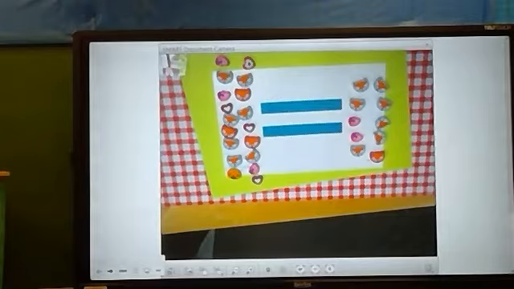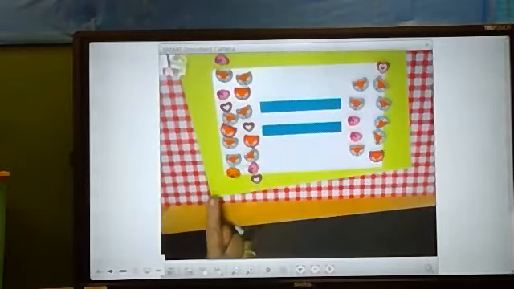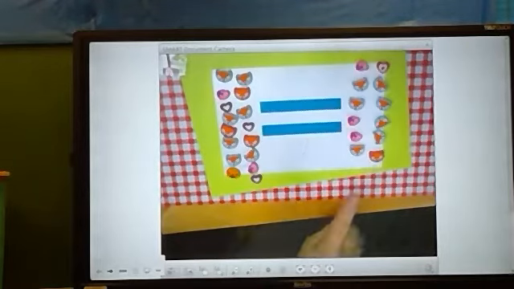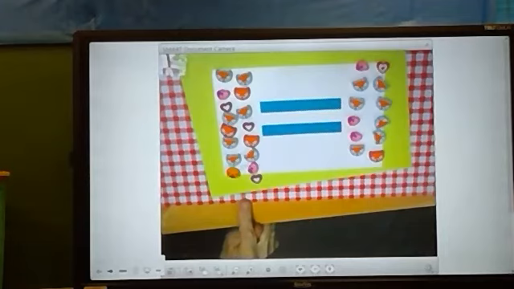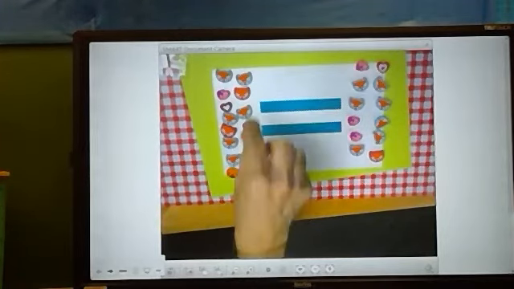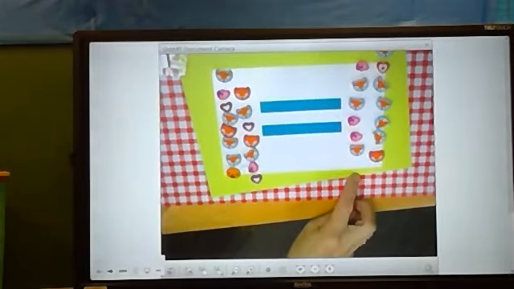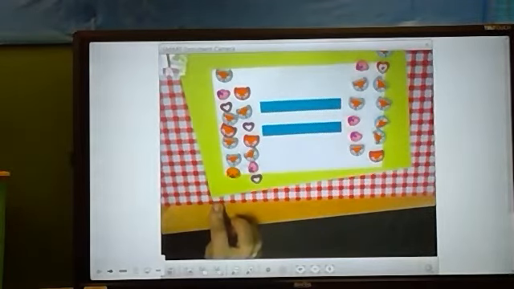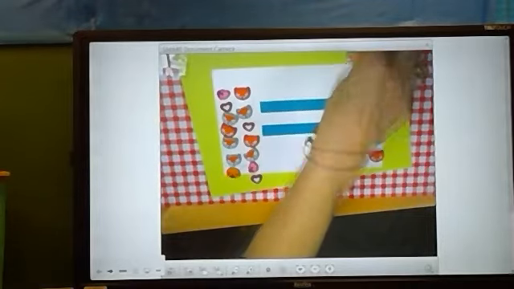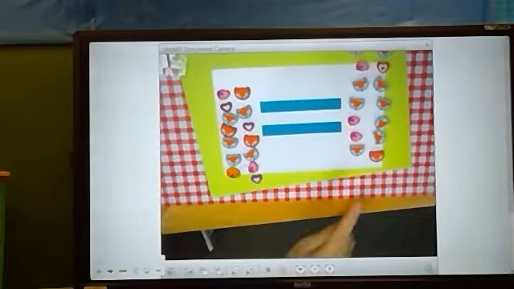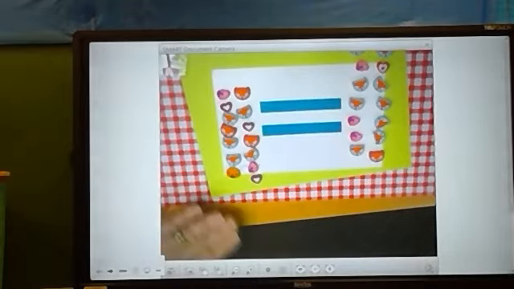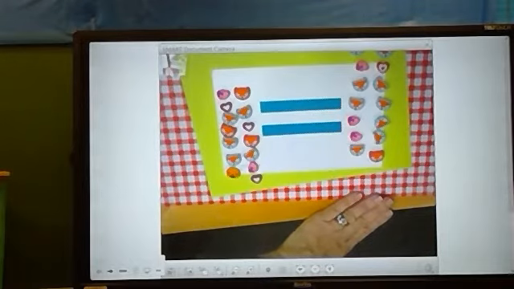Okay, so let's see. Now I have 11 and I have 17. 12 and 16. 13 and 15. 14 and 14. Now I have an equal amount because what's on one side of my equal sign is on the other side. It's balanced.